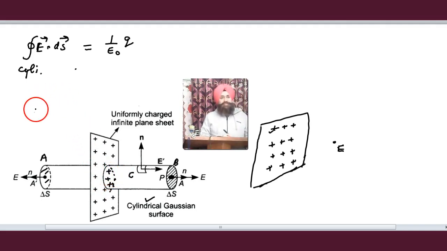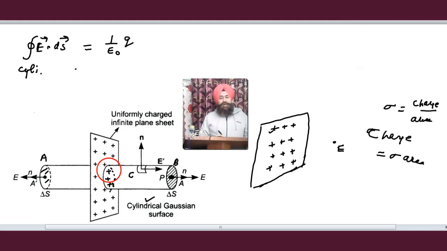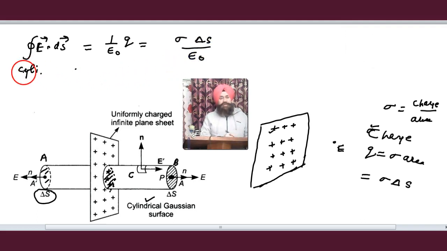Sometimes we talk about the surface charge density, sigma. What does surface charge density mean? Charge upon area. So charge becomes sigma into area. If you call this area delta S, then the charge Q is sigma into delta S. So it may be written as sigma into delta S upon epsilon naught. Now this cylindrical Gaussian surface is broken into three parts.